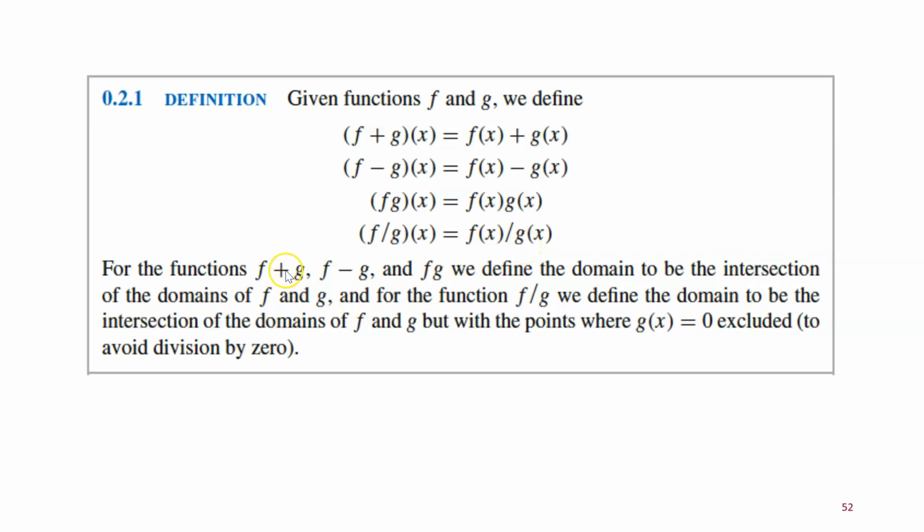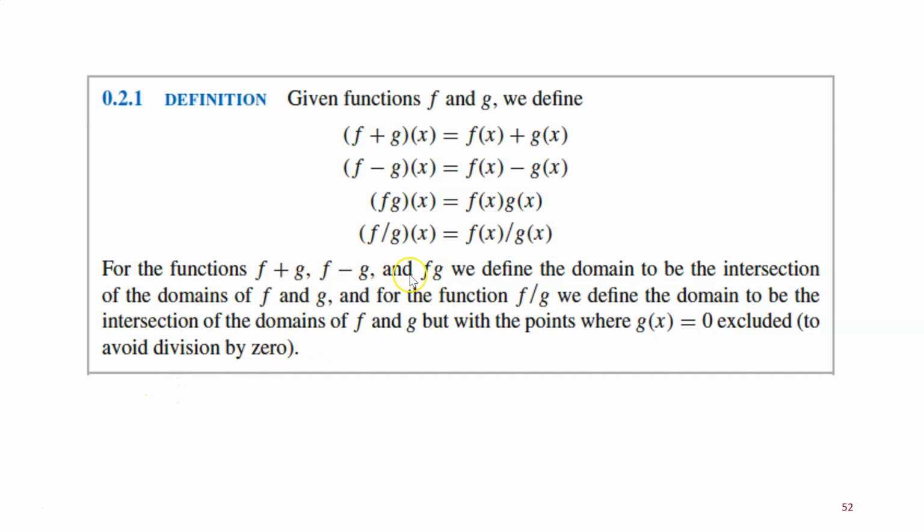So for the function f plus g, f minus g, f multiplied with g, we define the domain to be the intersection of the domains of f and g. And for the function f divided by g, we define the domain to be the intersection of the domain of f and g, but with the point where g of x equal to 0 excluded, to avoid division by 0.